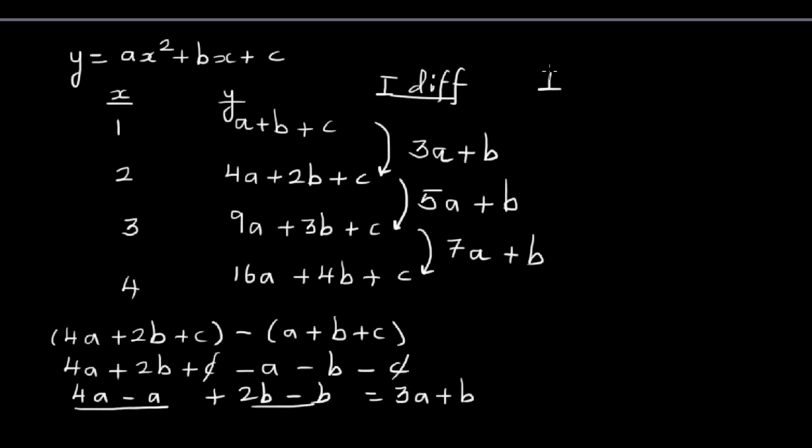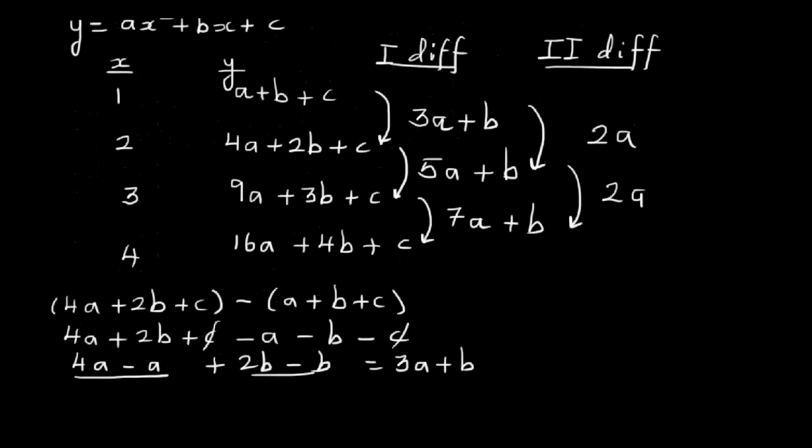And finally, the second difference. The second difference is the difference between the first differences. Okay, so if you do the difference of this, 5a take away 3a is going to be 2a. And b take away b is going to get cancelled. And this is also 7a take away 5a, which is 2a.